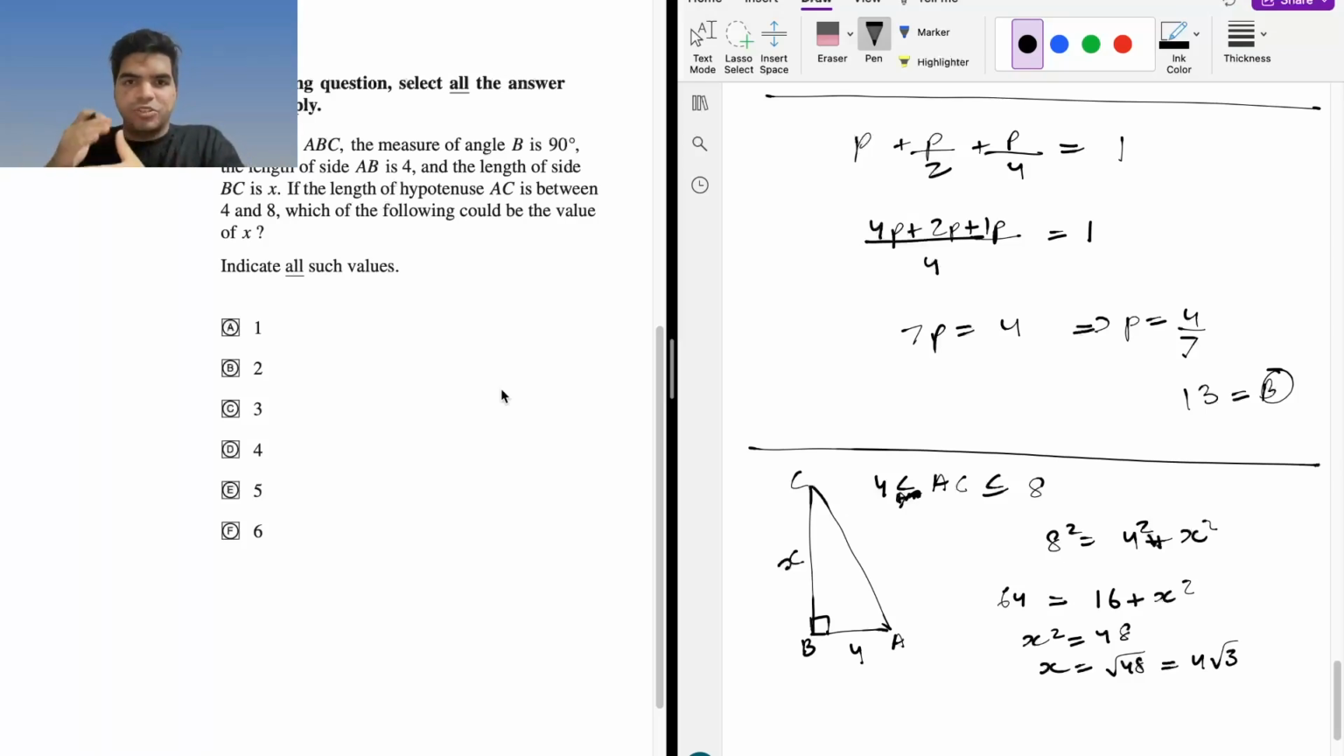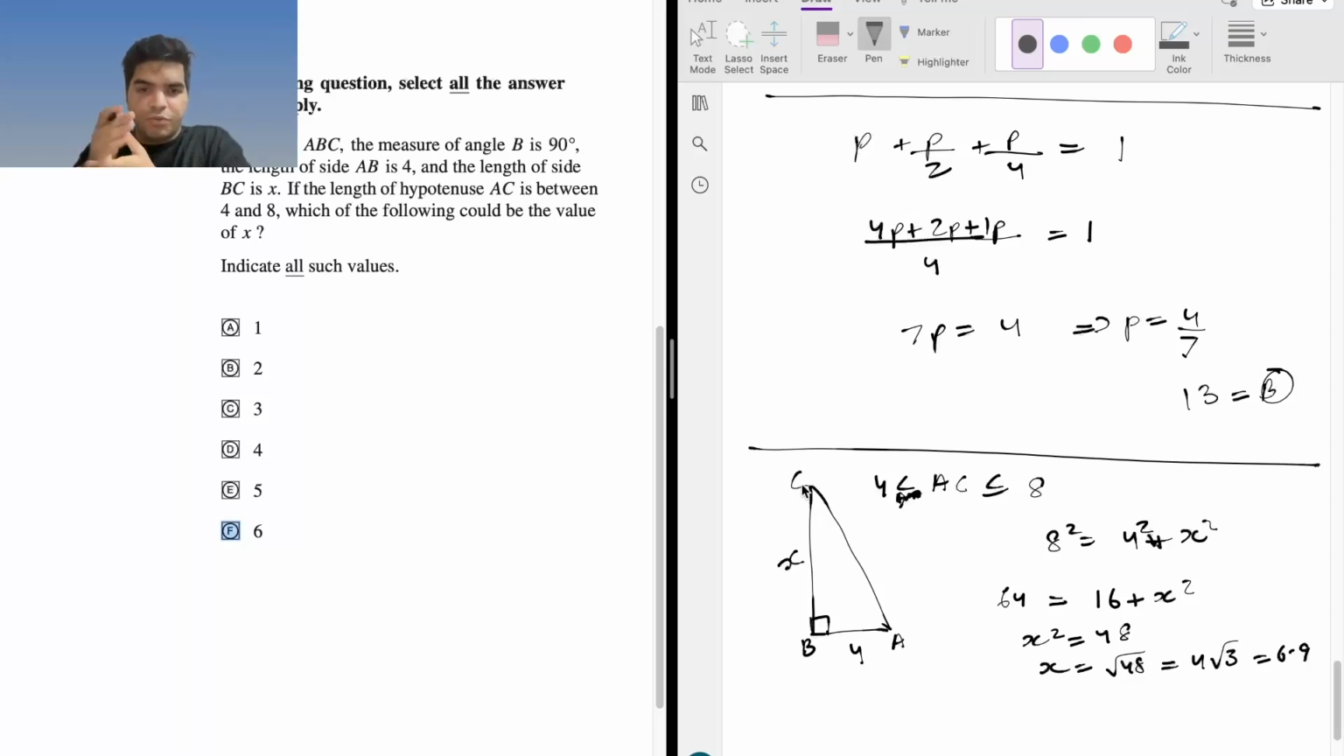And we know it has to be more than 4. So 4 root 3 is 4 into 1.732, which is nearly 6.9. That means yes, it can exist. Take 6: 4 square plus 6 square is 16 plus 36, somewhere less than 64. So yes, this is possible. 5 is possible.